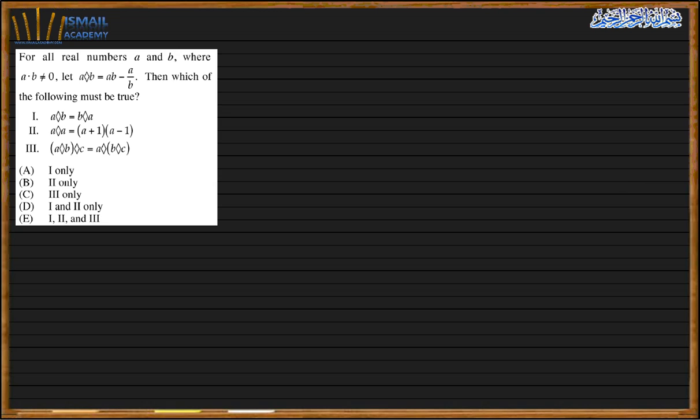For this question, what do we have? We have, for ordinary numbers, a and b, where a times b is not equal to 0. What does it mean? It does not mean either one. It means both of them are not equal to 0. A is not 0 and b is not 0. We cannot have both of them equal to 0. This is what it means. If one of them is equal to 0, of course the product is going to be equal to 0.